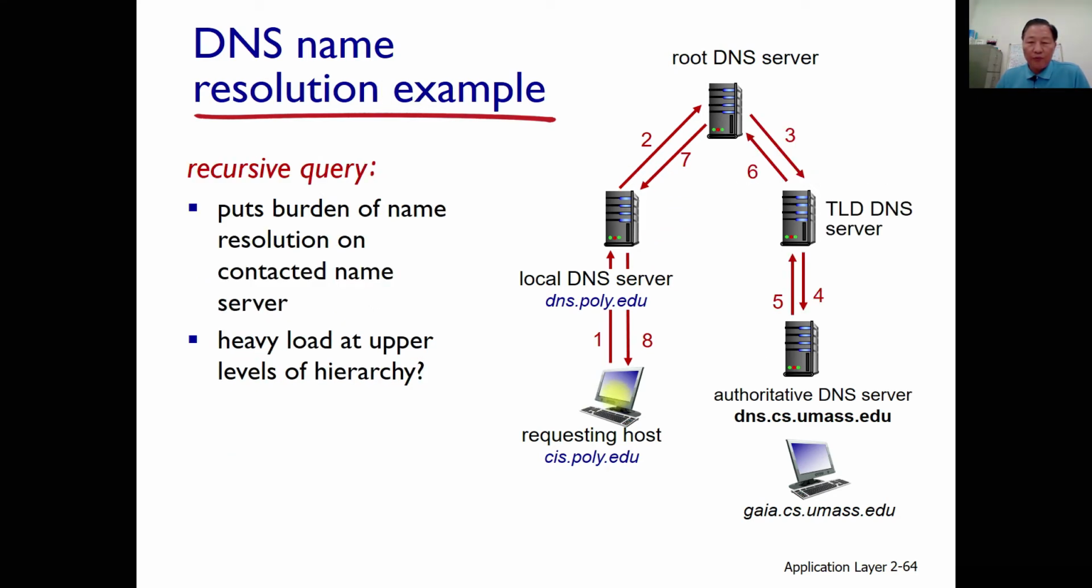Okay, another way. This is called a recursive query. The previous iterative query and this recursive query are explained with animation, which I will show you later on the supplementary website. The recursive query puts the burden of name resolution on the contacted name server. The task is assigned from one server to the next, and finally it is solved. After that, the solution is passed back along the chain, to here, and here, in that way. This causes a heavy load at upper levels of the hierarchy.